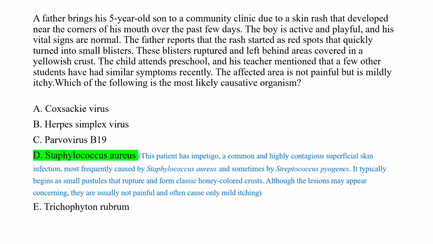The correct option here would be D, Staphylococcus aureus, and this is because this patient has impetigo, which is a common and highly contagious superficial skin infection, most frequently caused by Staphylococcus aureus and sometimes by Streptococcus pyogenes. It typically begins as a small pustule and then ruptures and forms classic honey-colored crusts. Although the lesions may appear concerning, they are usually not painful and often cause mild itching.